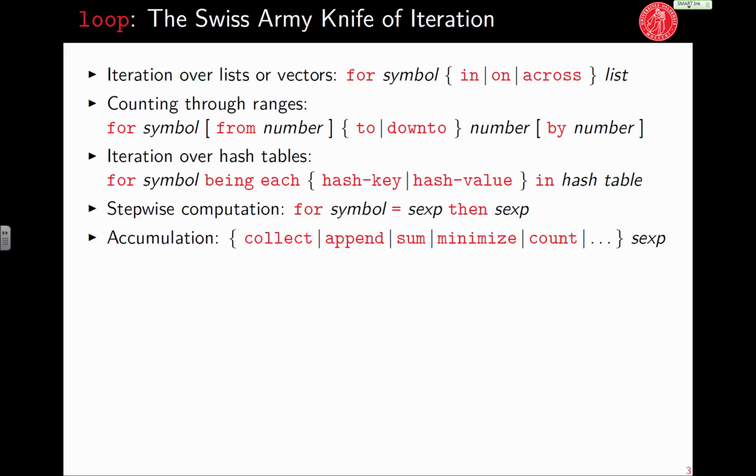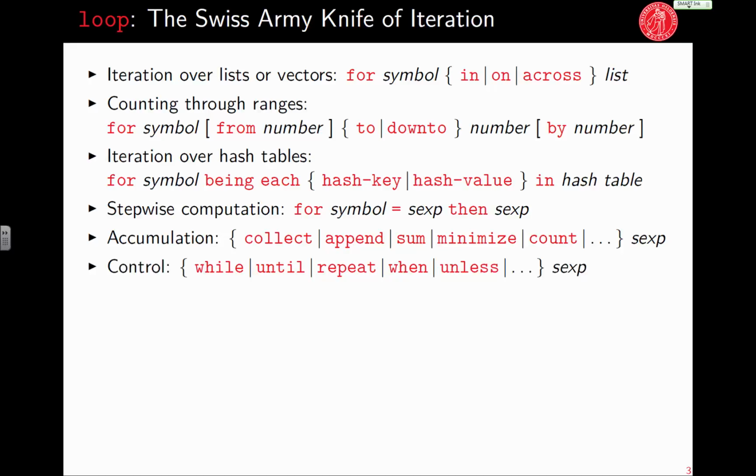Important, often I iterate to compute some value. Sometimes I iterate just for side effects to print something out. But whenever I want the loop to return something, then I need an accumulator. I need to collect or append or sum or minimize or count. There are many ways of accumulating results from the iterations.